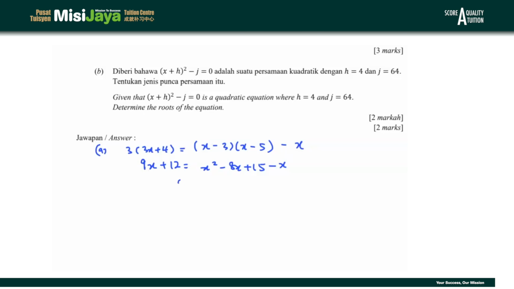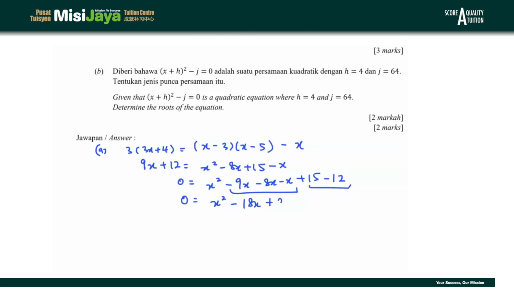So here will be 0 equals to, okay, bring down the x squared, and then 9x on the left, we move it to the right, becomes minus 9x. Then on the right hand side, negative 8x minus x, and then we have 15 and then minus 12. So 0 equals x squared minus, so this will be negative 9 minus 8 is negative 17, and then 17 minus 1 is negative 18x. Okay, then 15 minus 12 is 3.